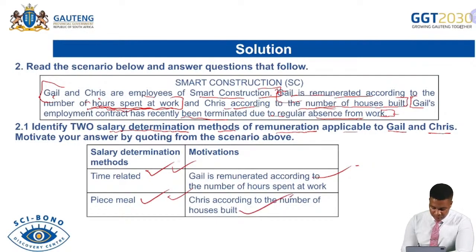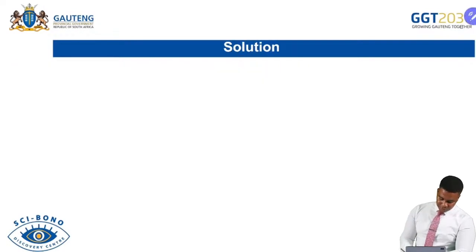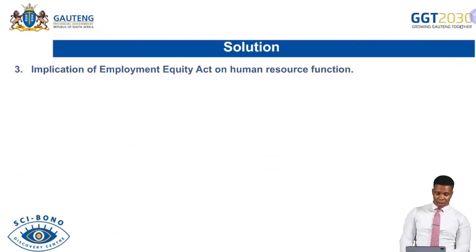Houses. Remember, if the salary determination method is incorrect, then you will not be awarded marks for the motivation. Let's be clear. The motivation will not be awarded if the salary determination is incorrect. So that's how you get your 6.